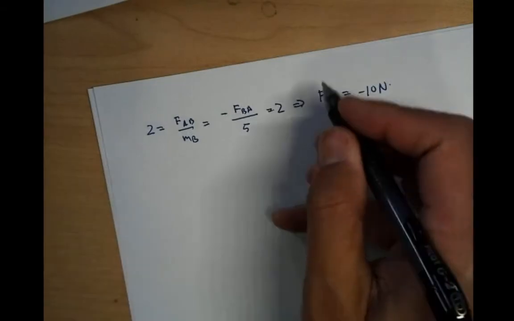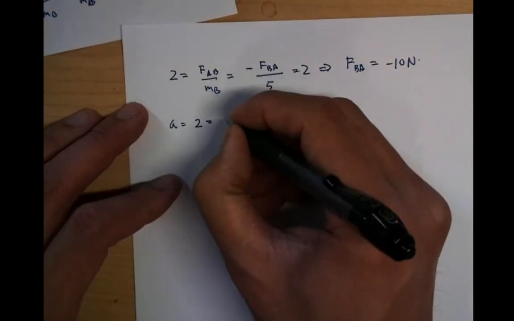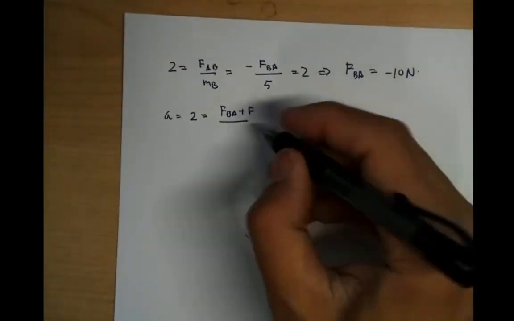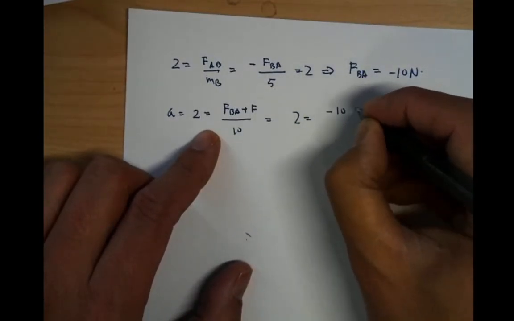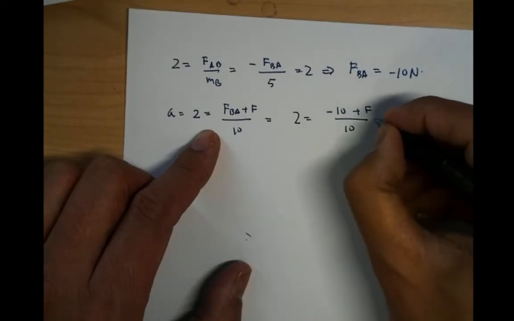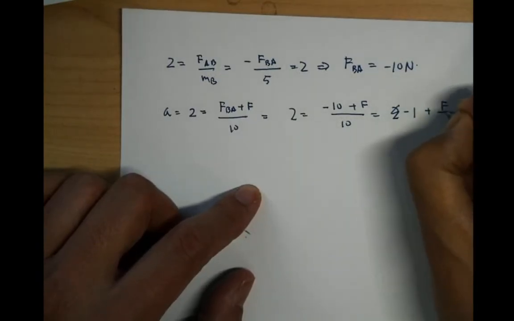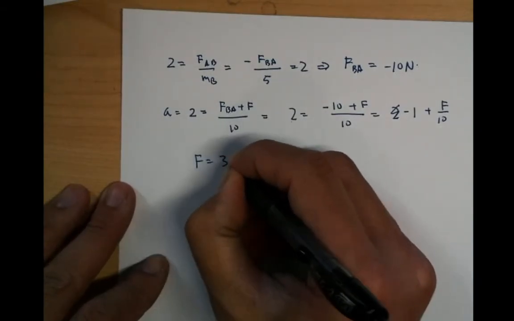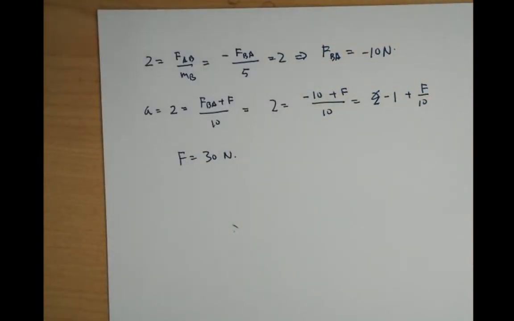So now I can take this result and plug it in here. Again, the acceleration is 2. That's going to be F of B on A plus F, divided by the mass of A, which is 10 kilograms. I just figured out what that is. So 2 is equal to minus 10 plus F over 10. So that gives me 2 equals minus 1 plus F over 10. So you bring this over, it gives you 3 times 10 is 30. So F equals 30 newtons. So that's an example of Newton's third law.